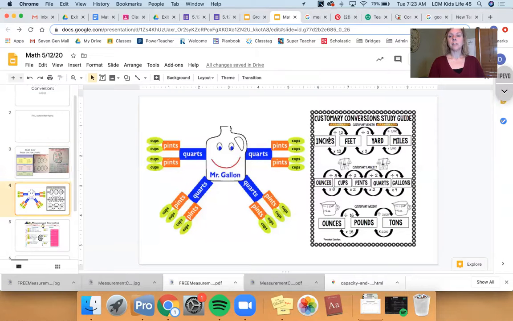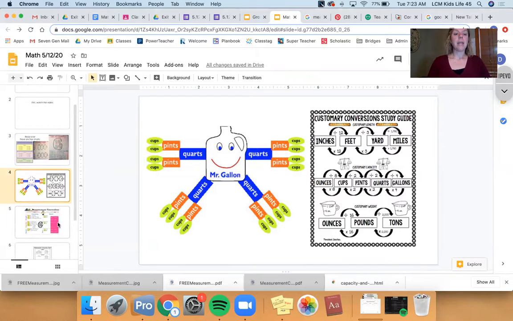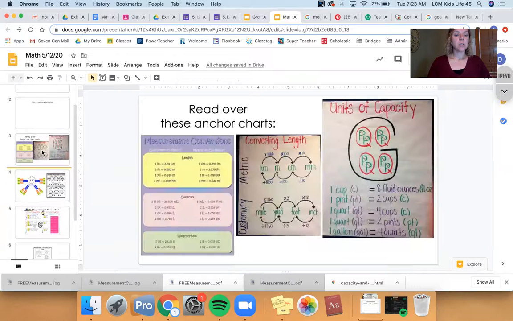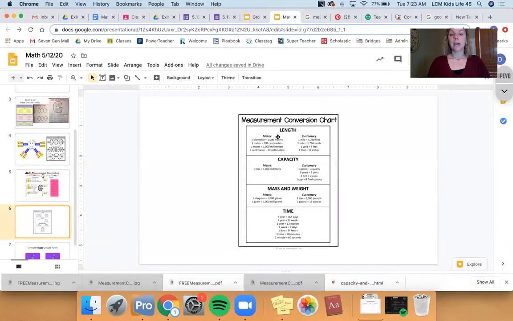There also is a little shortcut here for whether you're dividing. So if you're going from inches to feet, you're dividing. But if you're going from feet to inches, you're multiplying. And there is also another one that's like that here for metric and customary. So going from kilometers to meters, everything you need to know is in here. Here we have length, capacity, mass and weight, and also time.